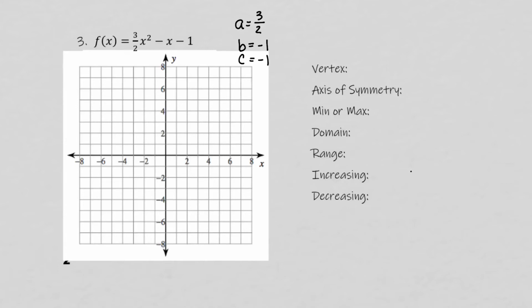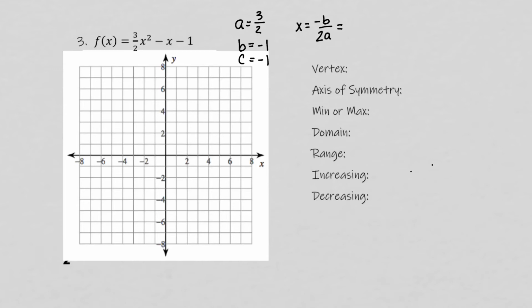For the axis of symmetry, we only really care about a and b, because remember it is -b over 2a. So at some point you need to memorize that. -b over 2a, -b over 2a. Say it over and over, make a little song for it, something. Get that in your head.